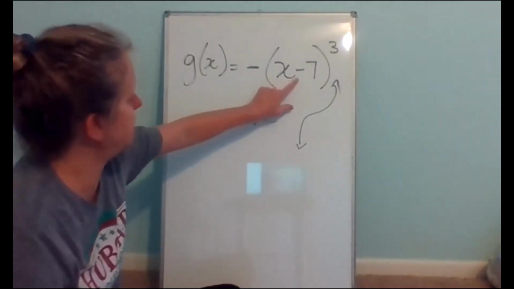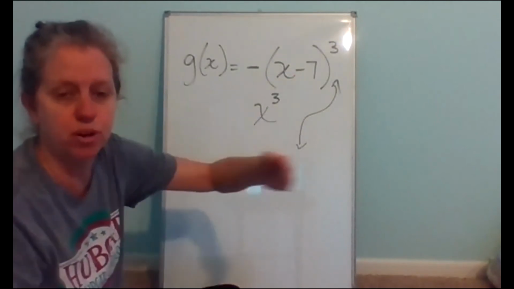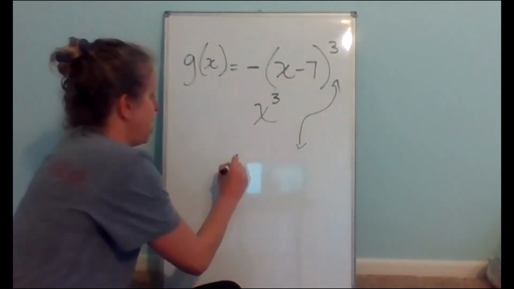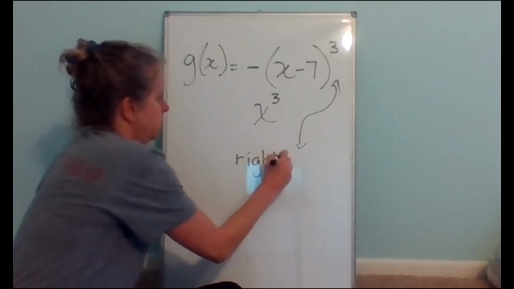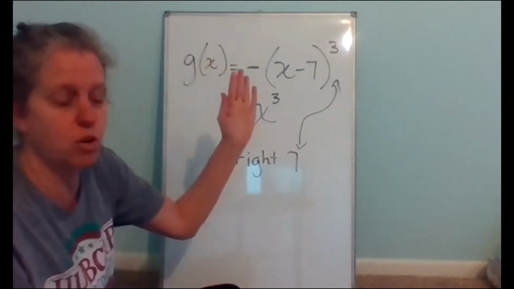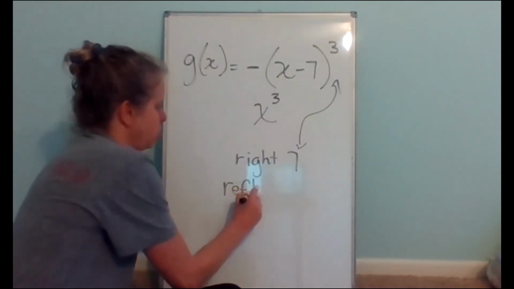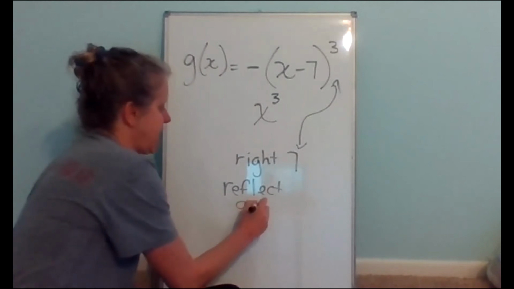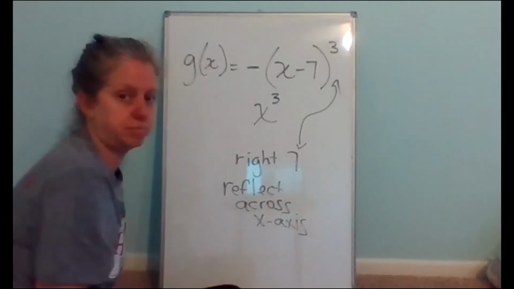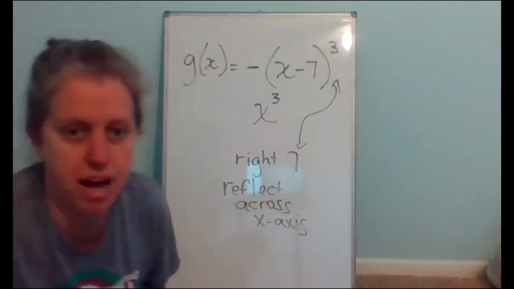Then 2 things are happening to the shape of this graph. Since this is an inside number, that's a horizontal shift. But you go opposite the sign. So I'm actually going to go to the right 7. This negative is going to flip this shape upside down, or in other words, reflect it across the x-axis. So let's see how that looks in MathLab.